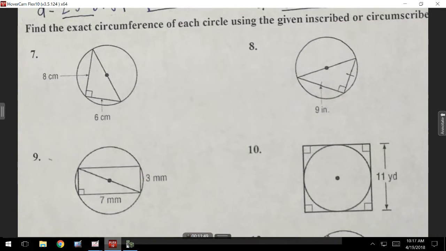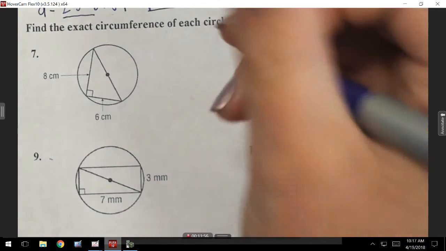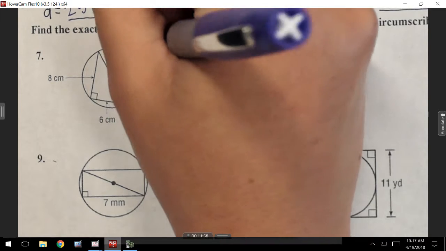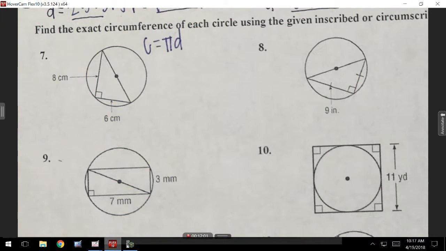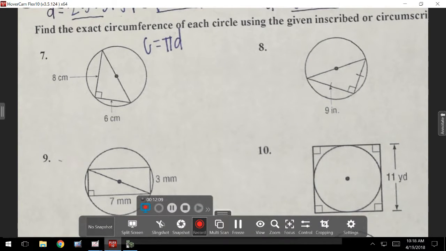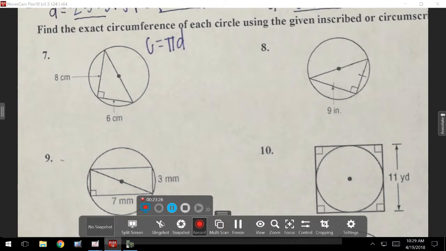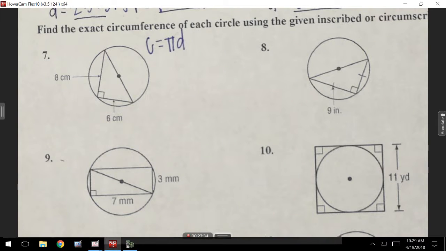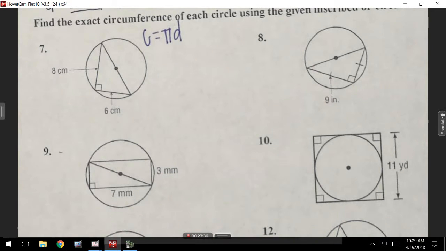Okay, what do the instructions say to find? The circumference, which is what? Pi times d. C equals pi times d. So, do we know the diameter? I did pause it the whole time. Okay, now we're finding, that was just practice. Now we're actually getting to the circles where we need to find the diameter and their circumference.